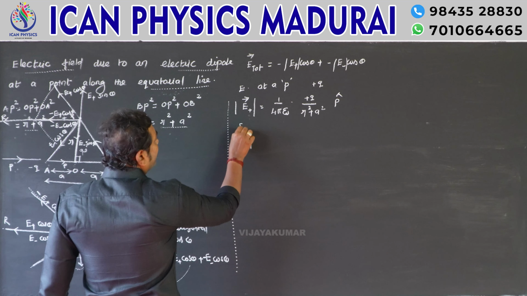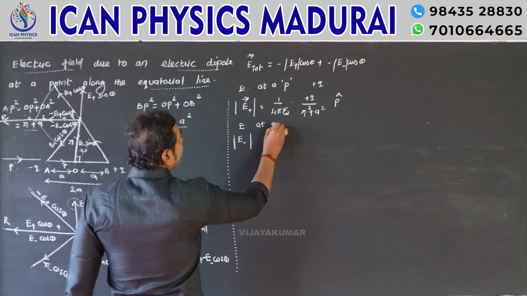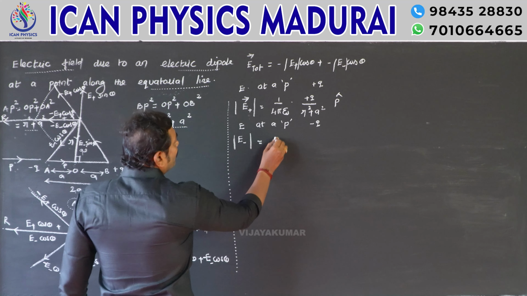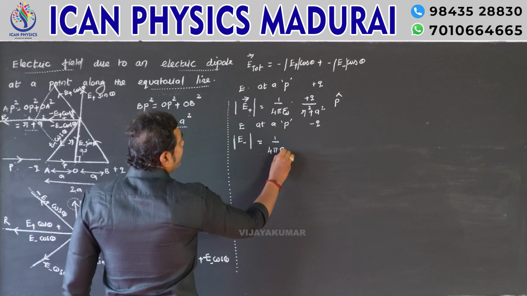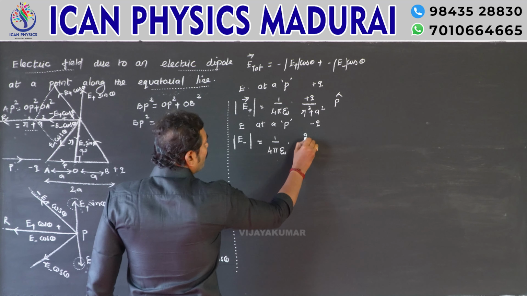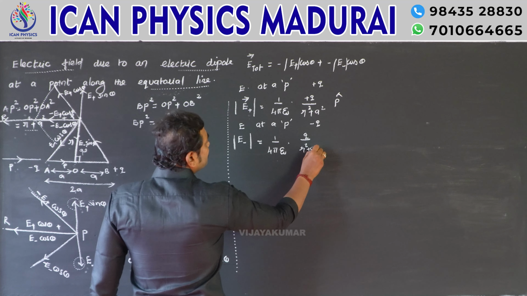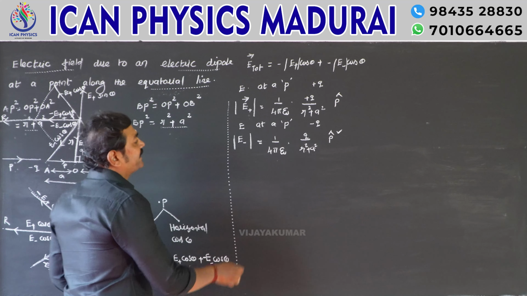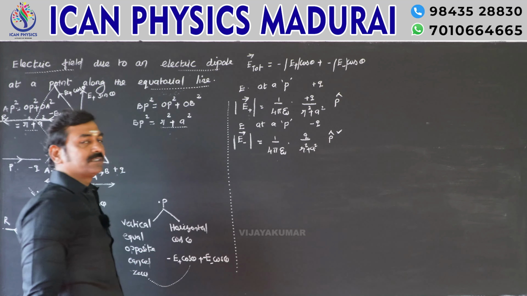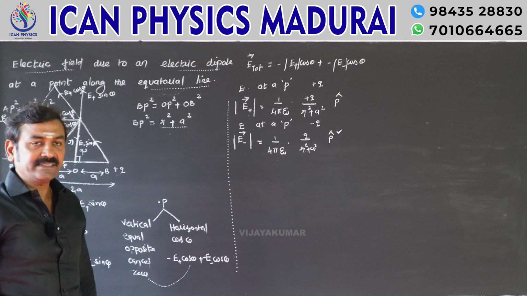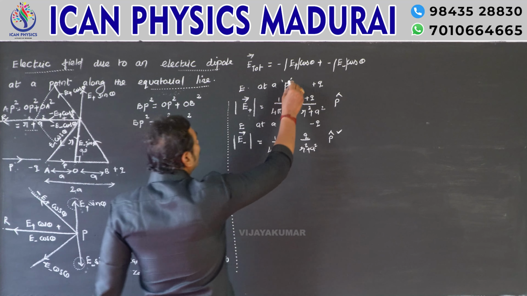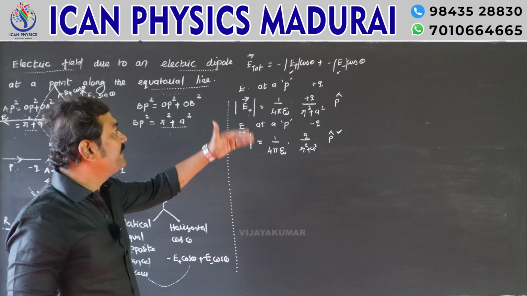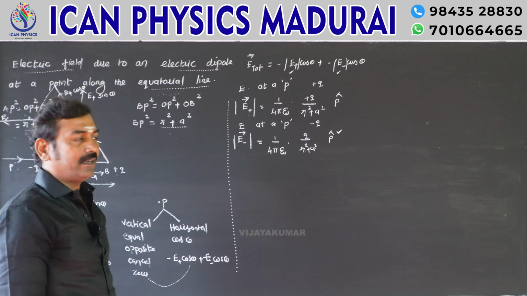So the electric field at a point P due to minus Q is 1 by 4 pi epsilon 0 into Q by r squared plus a squared into P cap. Now it is represented in vector form. Now we know the value of E plus and E minus, so substituting these values, we can find the answer.